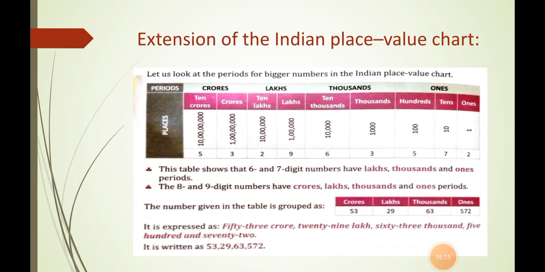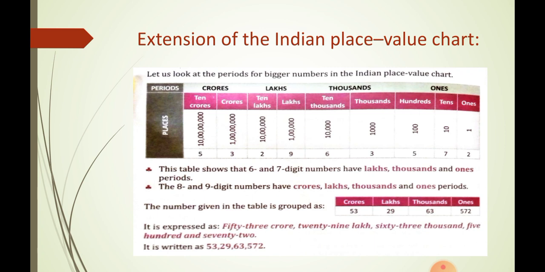So, students, now if we extend the Indian place value chart, then we get again ones period, thousands period, after that lakhs period, crores period. So, let us look at the periods for bigger numbers in the Indian place value chart. This chart is mainly for bigger numbers, meaning 6 digit, 7 digit, 8 digit and up to 9 digit numbers. In the ones period again there are three places: ones, tens, hundreds.